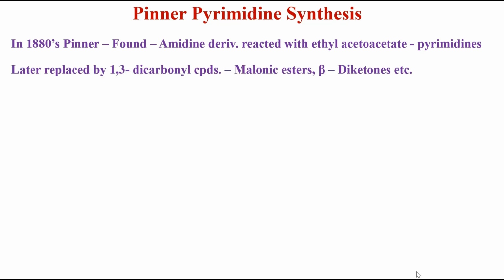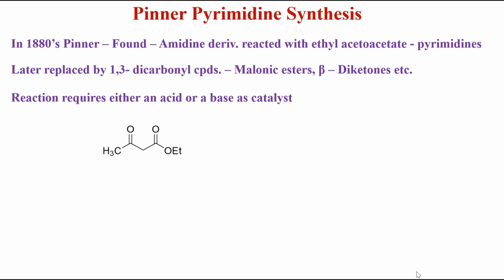Later, the ethyl acetoacetate was replaced by any number of other 1,3-dicarbonyl compounds like malonic esters, beta diketones, etc. And for this reaction to occur, it requires either an acid or a base as a catalyst.